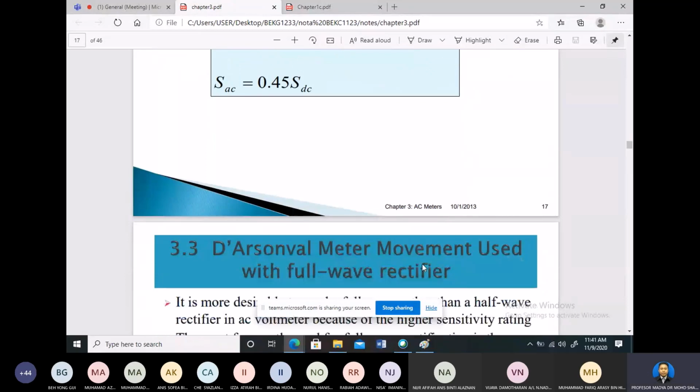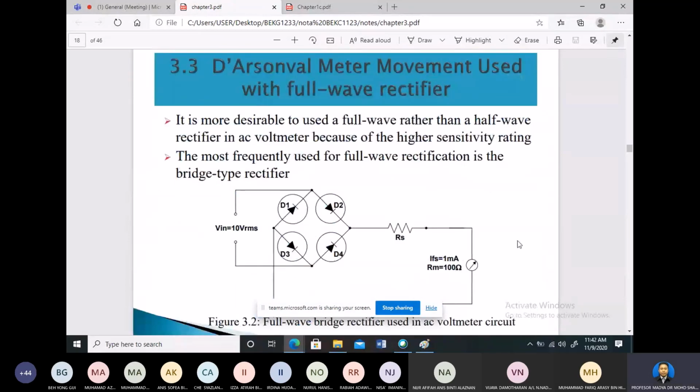So now we use the meter movement with the full wave rectifier. That's why here it is the full wave, which means we have 4 diodes. For half wave, normally we have 1 or 2 diodes. If we use the full wave, we have 4 diodes here. This one we call the full wave bridge.